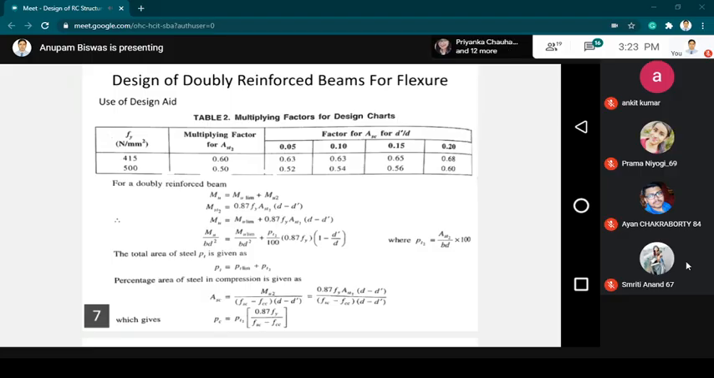So from using this percentage of steel in the compression zone, we can write the value of Asc is equal to Mu2 by Fsc minus Fcc into d minus d dash. So putting this value of Mu2, we can obtain the value of Pc, that is in terms of Pt2 into 0.87 Fy by Fsc minus Fcc.